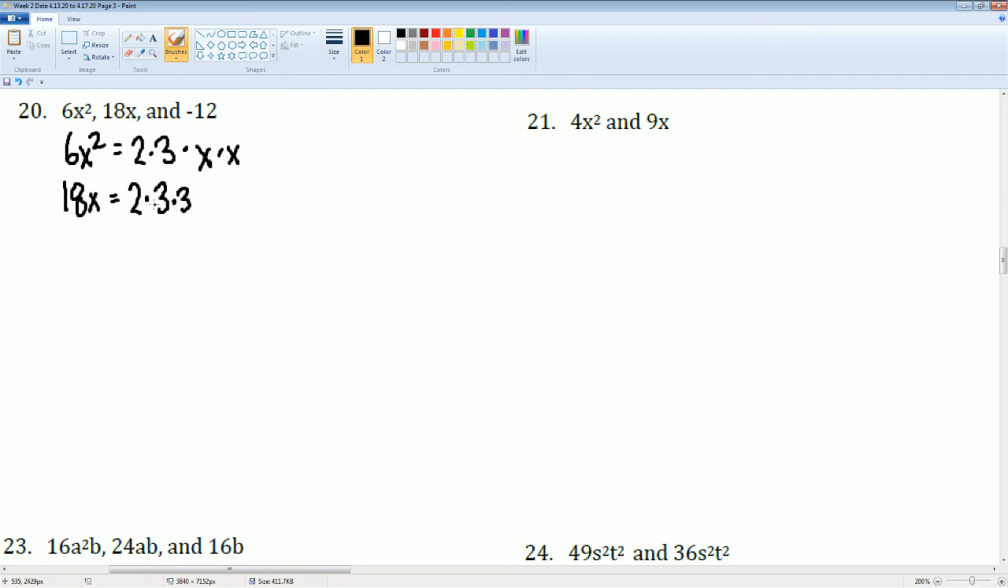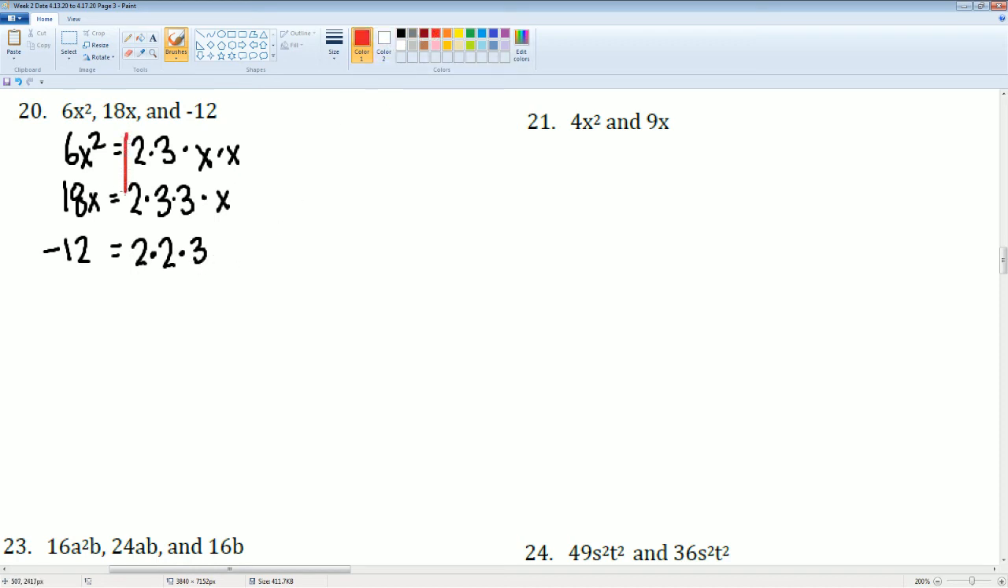So think about the smallest numbers here, okay? You wouldn't write the number 9, right? Because a lot of people would write 9. But 9 can be broken up into 3 times 3. And there's one x there, okay? Then you have the number negative 12, right? So the number 12 can just be what? 2 times 6. But 6 can be broken up into 2 times 3. Okay? All right, so look at what numbers they have in common.